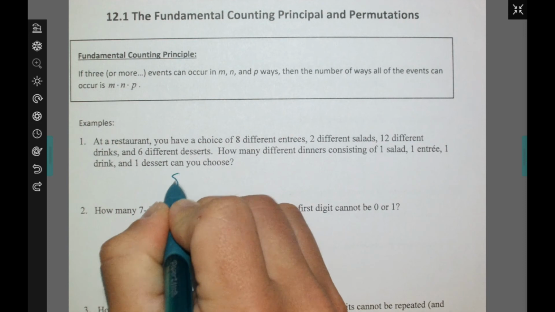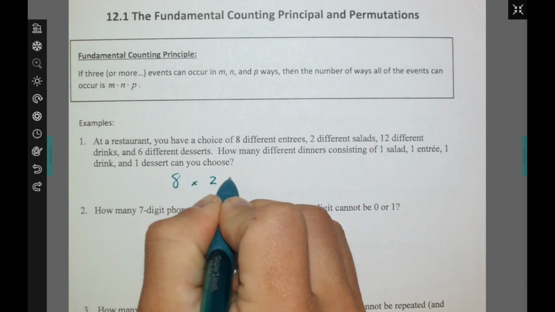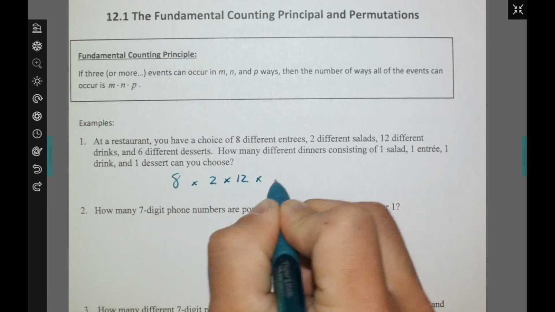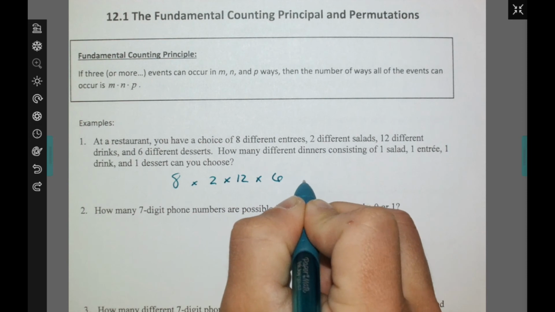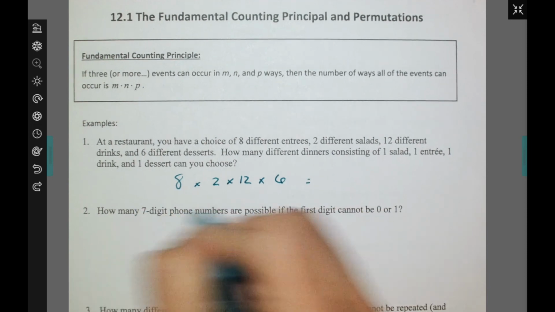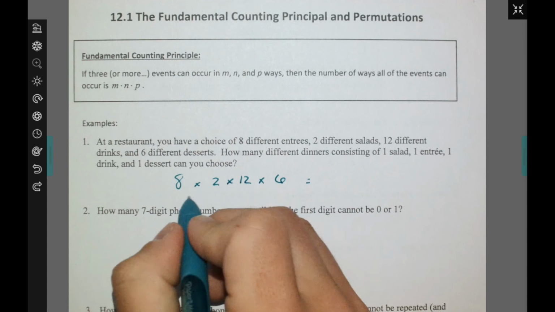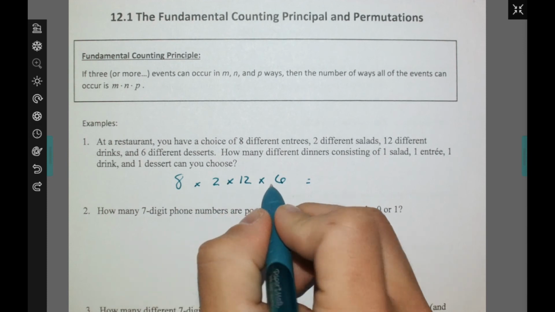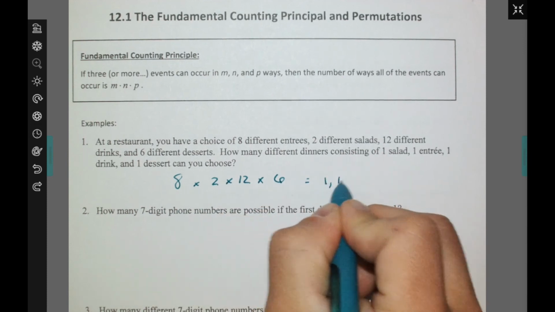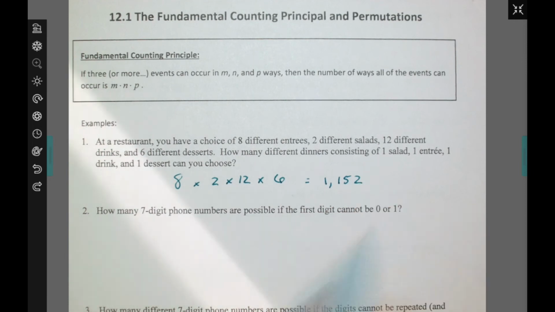So we have our entrees, our salads, our drinks, and our desserts. We go ahead and list them all out and then multiply them up. In this case, when I do 8 times 2 times 12 times 6, we're going to get 1,152 different combinations that we could have for dinner.